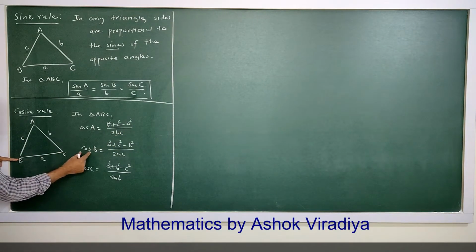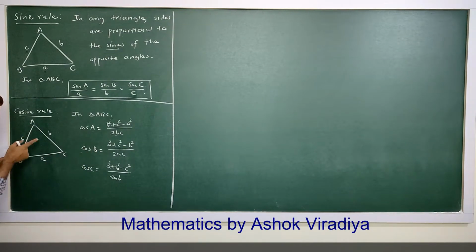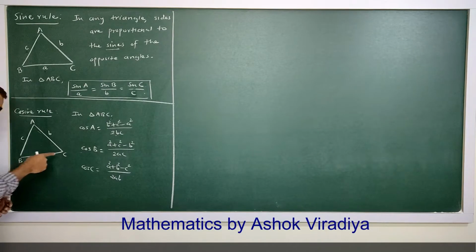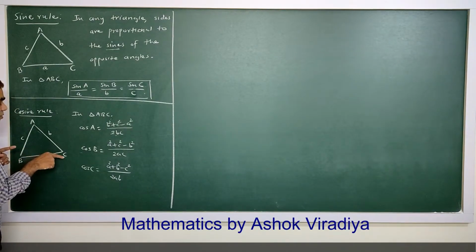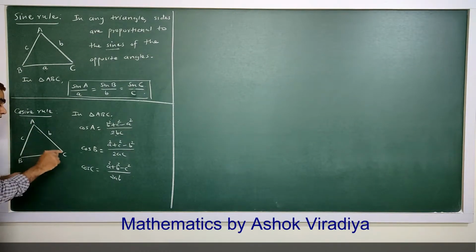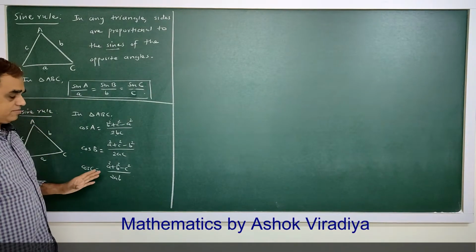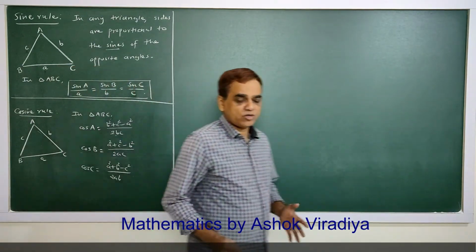Similarly, the cosine value of B is a square plus c square minus the opposite side's square, b square, upon 2 into the product of adjacent sides, 2 into AC. Cosine C is the sum of squares of adjacent sides, a square plus b square, minus the square of the opposite side, small c square, upon 2 into the product of adjacent sides, 2 into AB. So this is the cosine rule. These two properties are important.